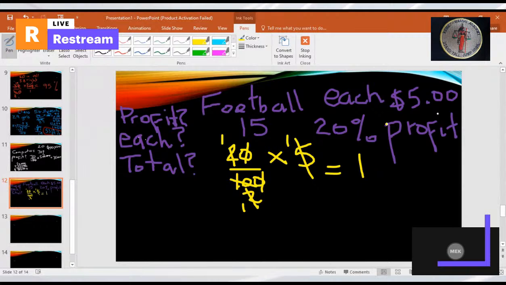So how much would we have to sell each one for then? If we're making a $1 profit on each one, we'd have to sell each one for the $5 plus the $1 profit. So that's $6.